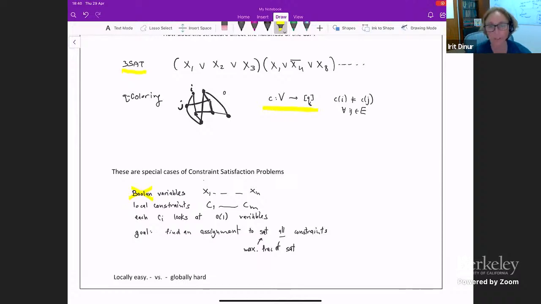There might be more than one. I shouldn't have said "the", but we want to find some assignment that attains the maximal fraction of satisfiable constraints. And why do we love these problems so much?